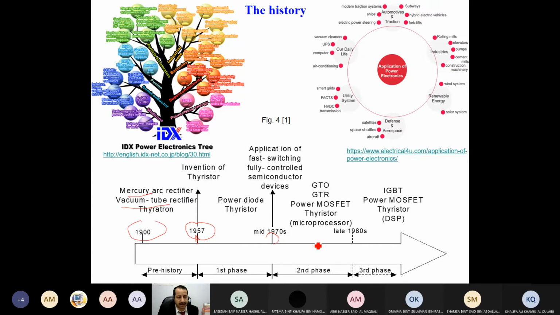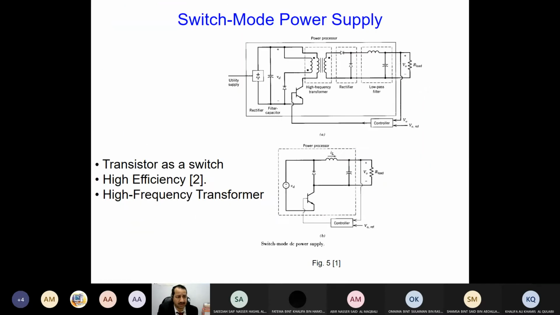And then GTO, IGBT, as I'm going to talk about them, gate turn-off thyristor, insulated gate bipolar transistor, and other devices came to improve this topic. But the applications are wide, as I'm going to show you. Today I will focus more on applications. As you can see here, rolling mills, elevators, industry, renewable energy, wind, construction, smart grid, air conditioning, computers, vacuum. There is a wide range of applications, as I explained to you.